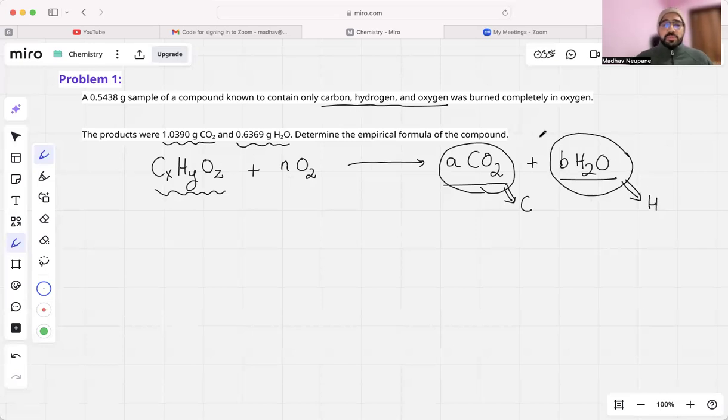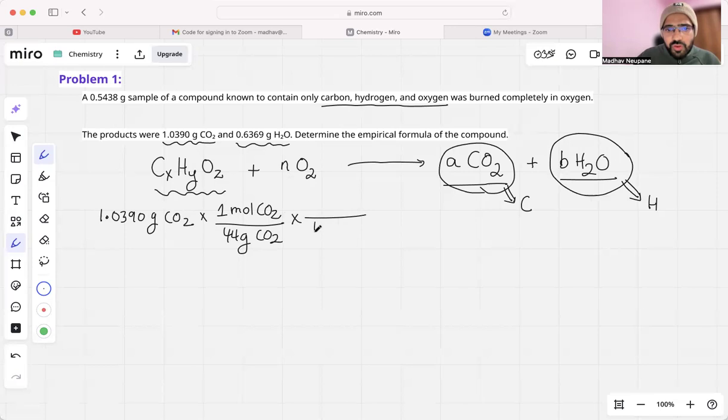Okay, so let's begin our calculation. I'm going to start with 1.0390 gram CO2 times, I'm going to convert this into moles. So 1 mole of CO2 on top, and the molar mass of CO2 is 44 grams CO2, so that's what I'm going to write on the bottom. And from there, I'm going to go to 1 mole of CO2. For each mole of CO2, we have 1 mole of carbon. That's from the molecular formula.